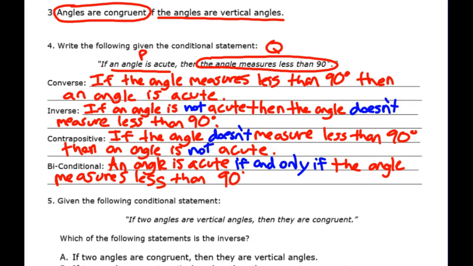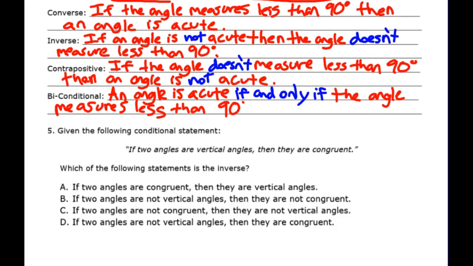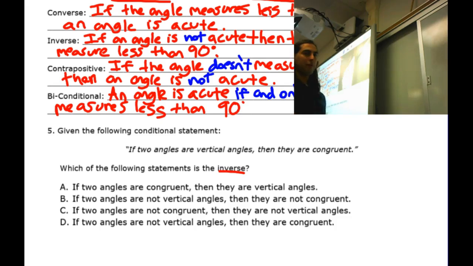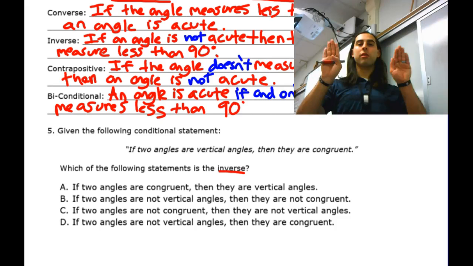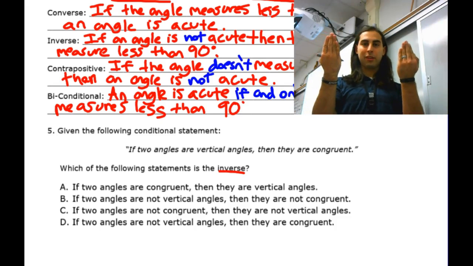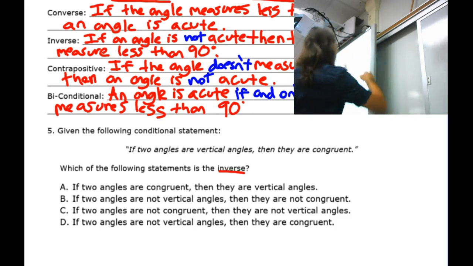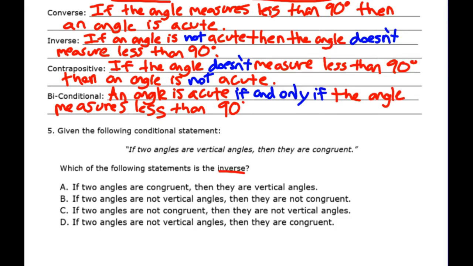All right. Number 5. Given the following conditional statement, if two angles are vertical angles, then they are congruent, which of the following statements is the inverse. So again, remember, inverse is same order with opposites, or nots. Okay? So, if two angles are vertical angles, what's the opposite of if two angles are vertical angles? If two angles are not vertical angles.